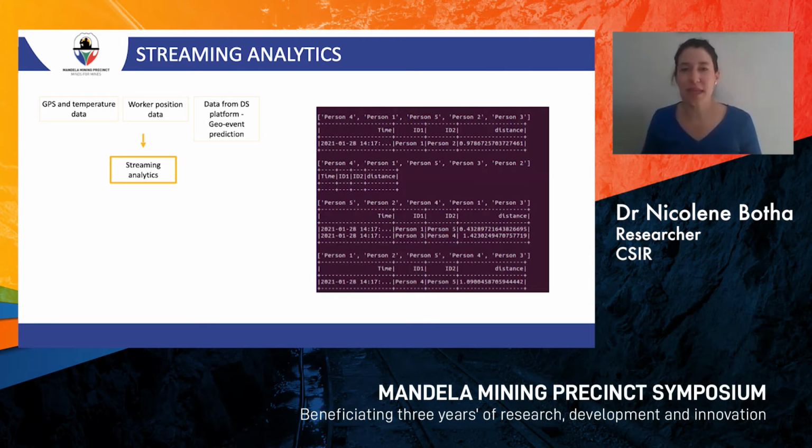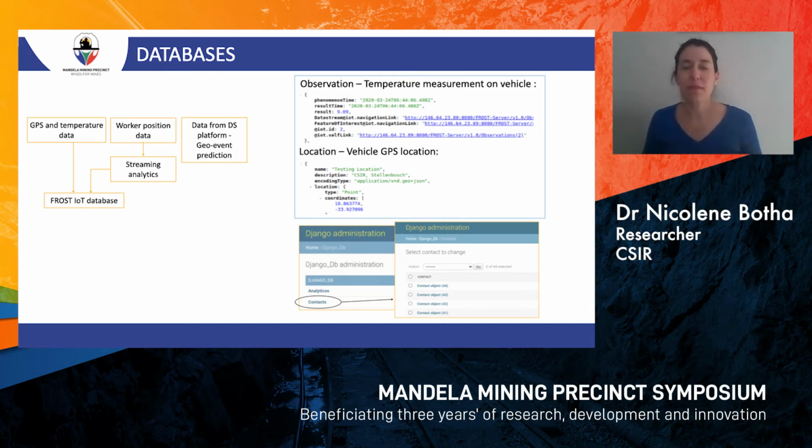As you can see in the image here, we compare the different individuals, and then in the first table here, you can see person 1 and person 2 were 0.97 meters apart, which of course is less than 1.5. And so the time of this occurrence, as well as the ID of the individuals and the distance, are recorded and saved.